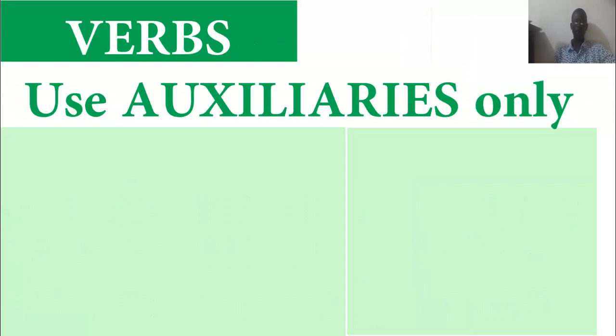Now, the choice of the verbs. So, in tag questions, the main verbs that are used in tag questions are auxiliary.